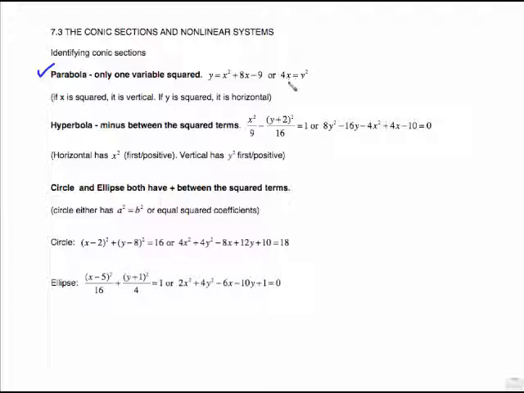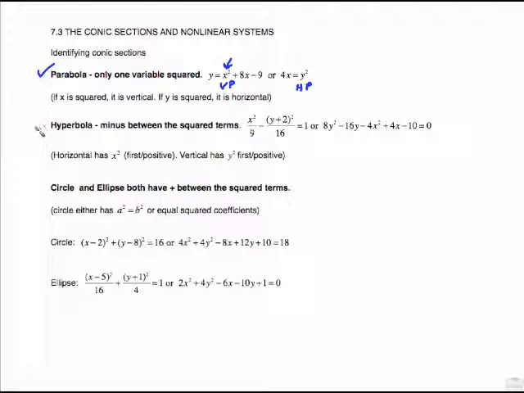Now, a subset of that is you're going to have to be able to identify if it's a vertical parabola or a horizontal parabola. If x is squared, that makes it a vertical parabola. If the y is squared, it makes it horizontal. So this is a vertical parabola, and this one is a horizontal parabola.